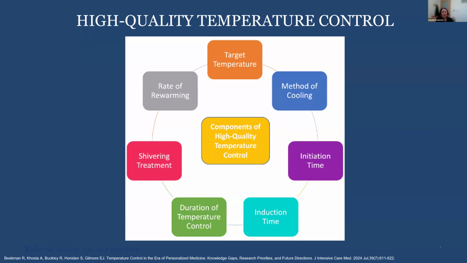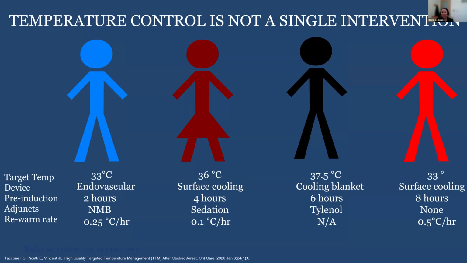High-quality temperature control is a framework that focuses on delivery of a standardized intervention with optimized parameters. I would argue that we started backwards and that we need to take a pause, understand and define high-quality temperature control prior to determining if it's efficacious. This figure shows the many therapies that we call temperature control. Temperature control is a bundled intervention of which we need to set and define multiple parameters.